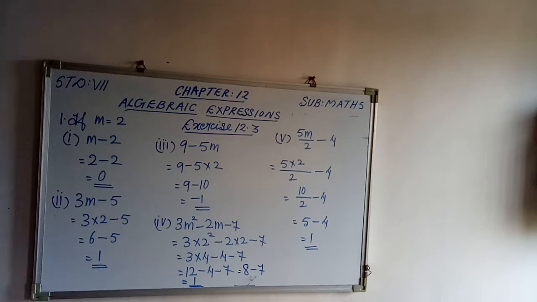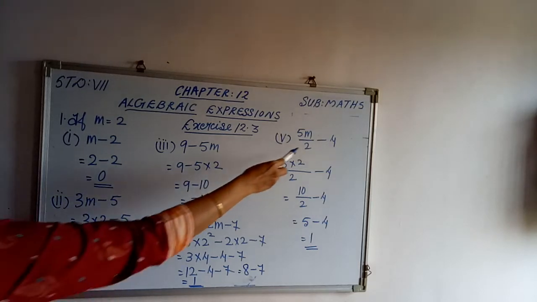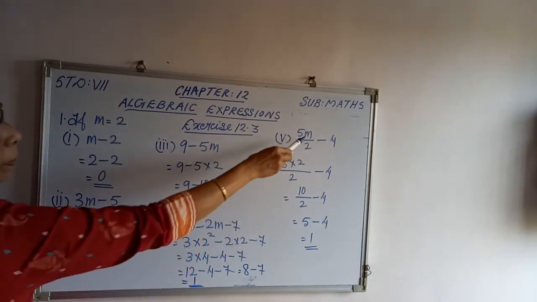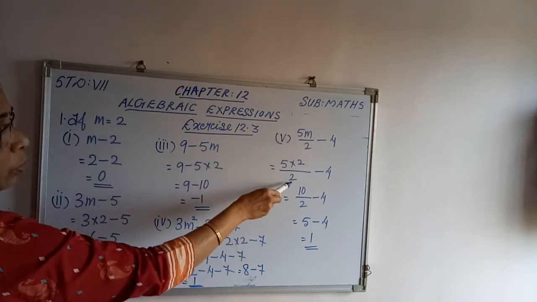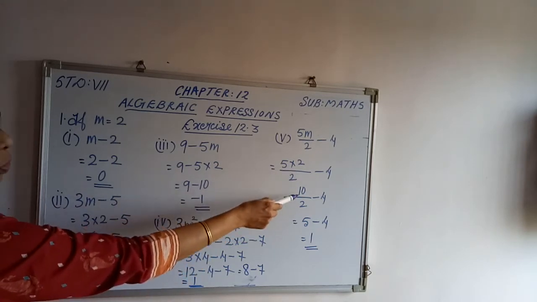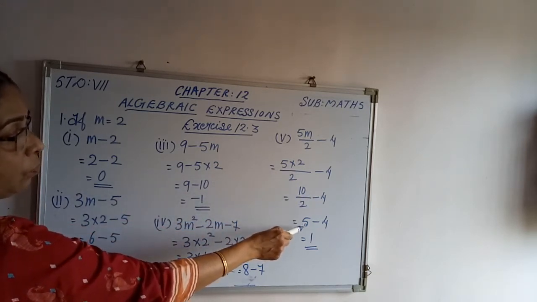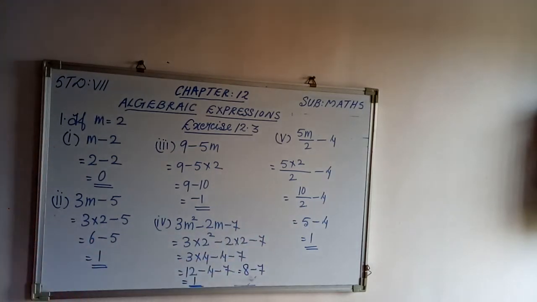Fifth question, see in your textbook. 5m upon 2 minus 4 it is. In some books that minus sign is not given, so you can mark it 5m upon 2 minus 4. In place of m, 2. 5 into 2 upon 2 minus 4. 5 into 2, 10. 10 upon 2 is 5, 5 minus 4, that's equal to 1. Okay.